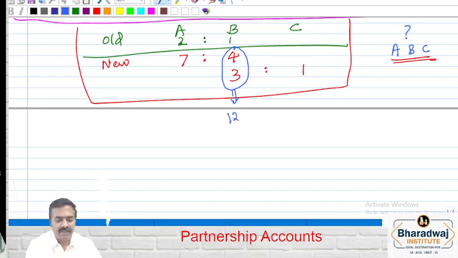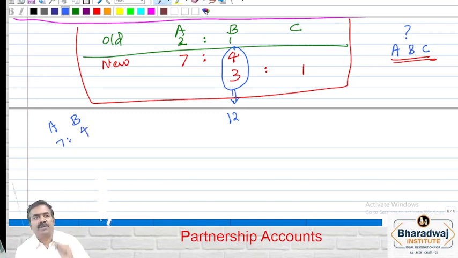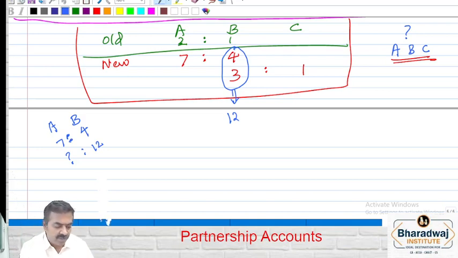12. Simple, pay attention. Look at the A to B ratio. If A gets 7, B should get 4. If A gets 7 rupees, how much should B get? 4 rupees. So taking the common LCM, if B gets 12, how much will A get? Cross multiply. 12 into 7 by 4. 12 into 7 by 4. How much?